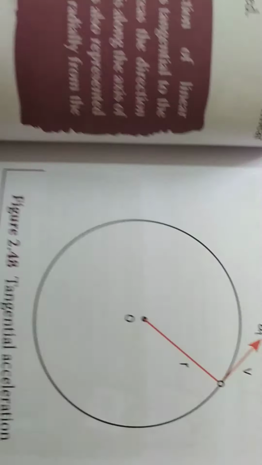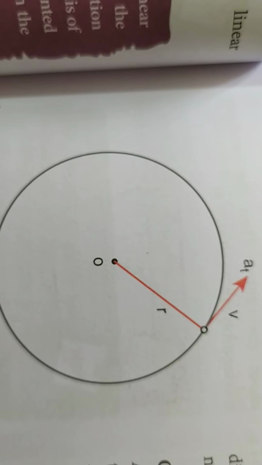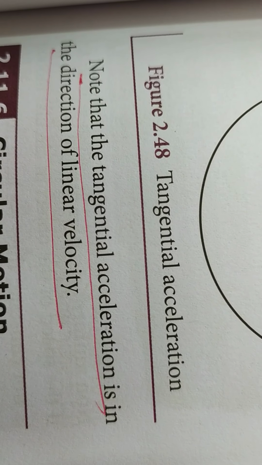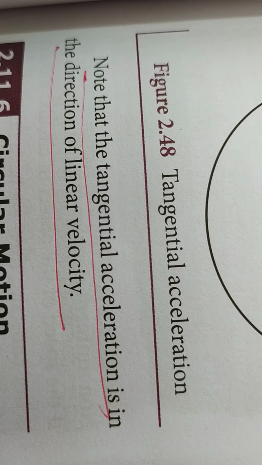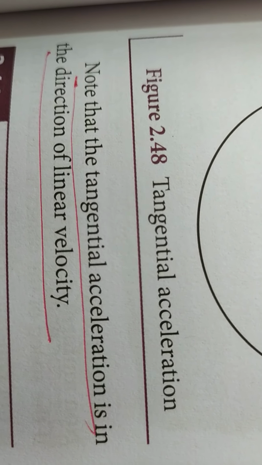So when you see this diagram, here the direction of velocity and at are in the same direction. Now, the tangential acceleration is in the direction of linear velocity. So what is tangential acceleration? It acts along the tangent.